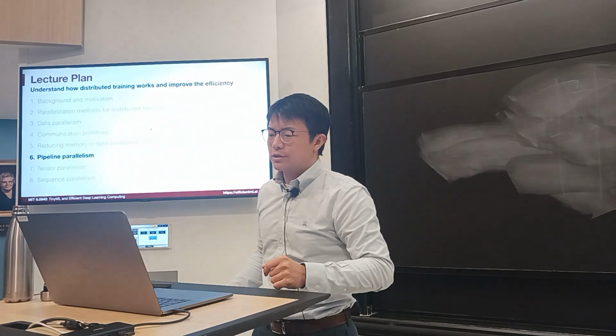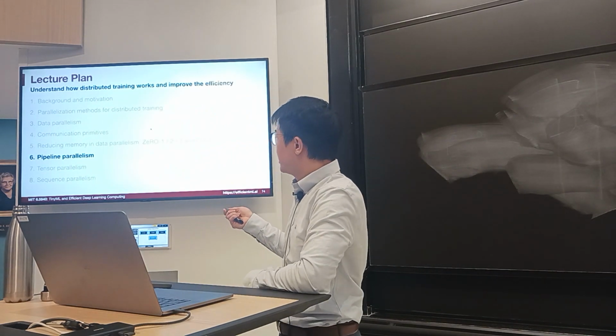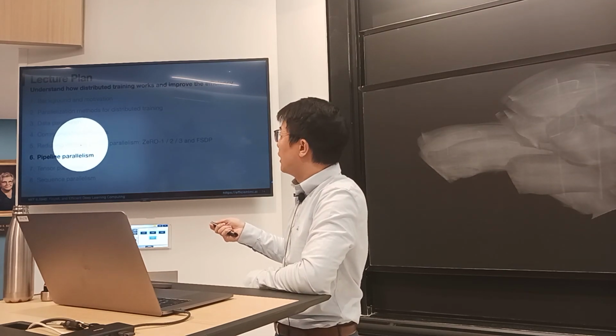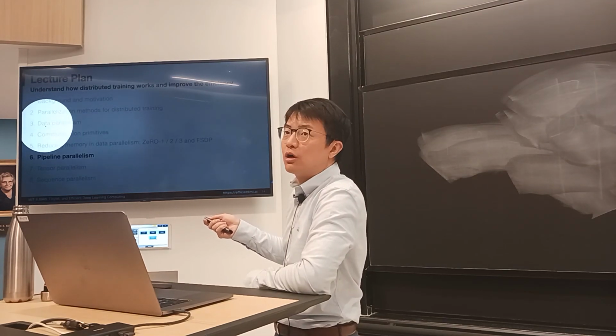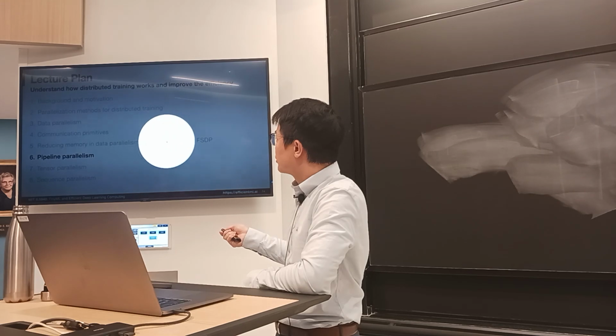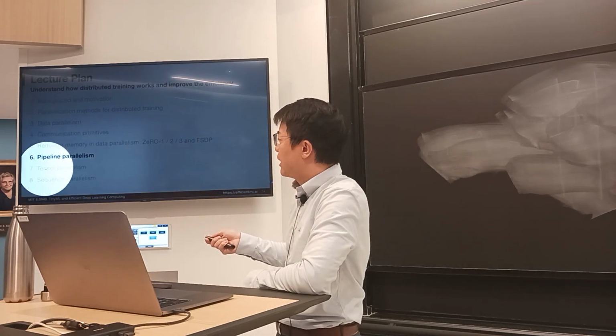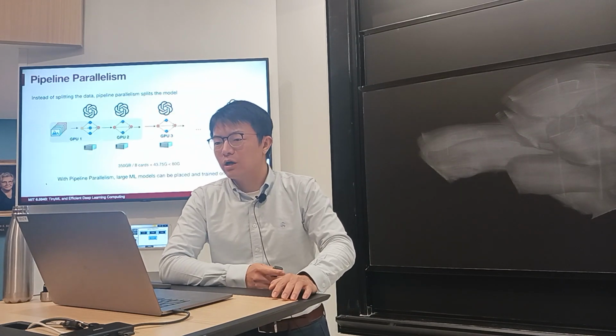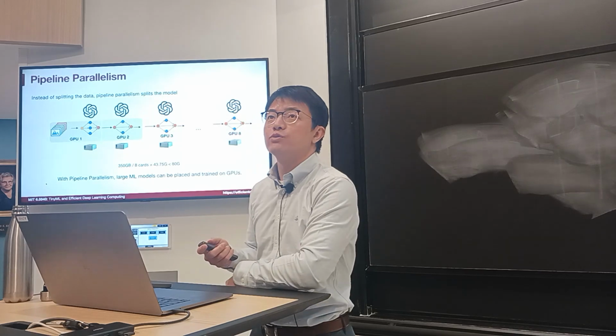Okay, so that's ZeRO and FSDP. Now let's switch gears to talk about pipeline parallelism. Remember, we have four parallelisms to talk about: data parallelism, including communication primitives and sharding, pipeline parallelism, tensor parallelism, and sequence parallelism. Now let's switch gears to the second part, which is pipeline parallelism.